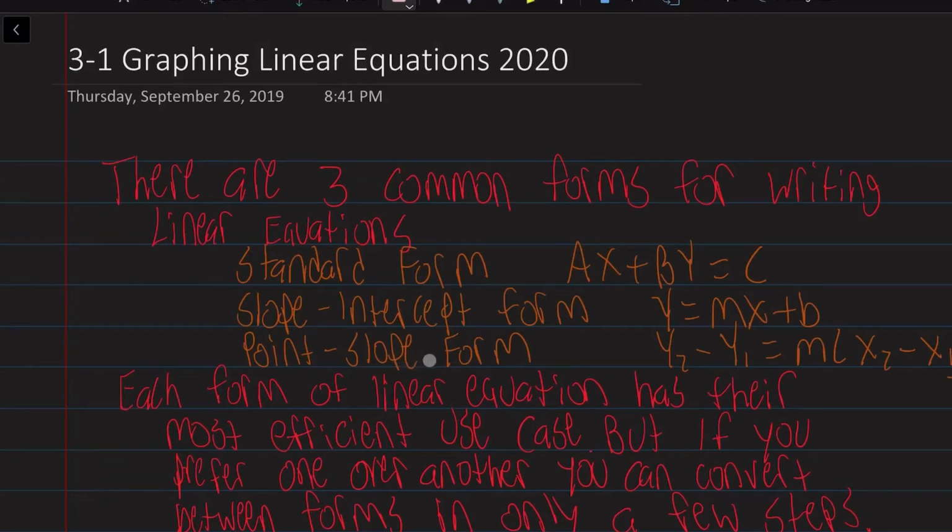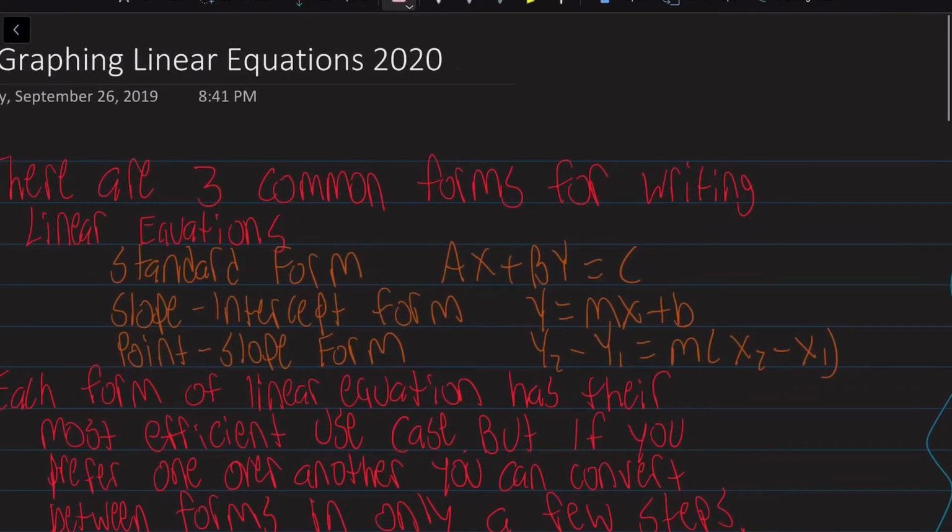Point-slope form is the third way that you're going to be given linear equations this year. Point-slope form has y2 minus y1 is equal to m times x2 minus x1. It has two y's on one side, two x's on the other, and the x's get multiplied by the slope. We'll talk about why this is in about a week and a half's time, probably. But this is what it looks like.